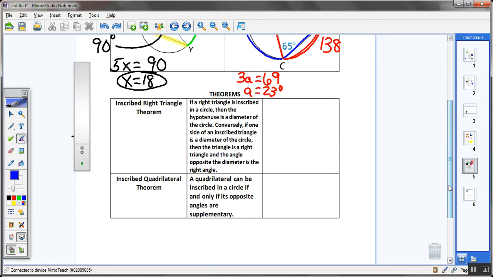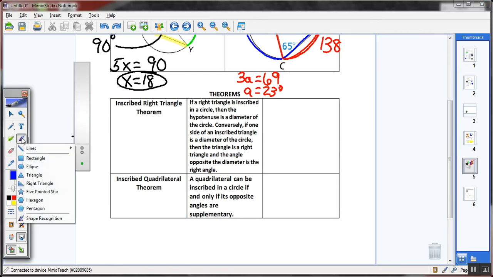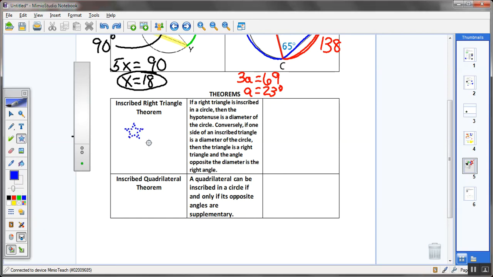Two big theorems right here. Two biggies. And we just discovered them. Big time. Okay? Christopher Columbus got nothing on me because we just discovered these theorems. First one's called what, kids? Inscribed right triangle theorem.